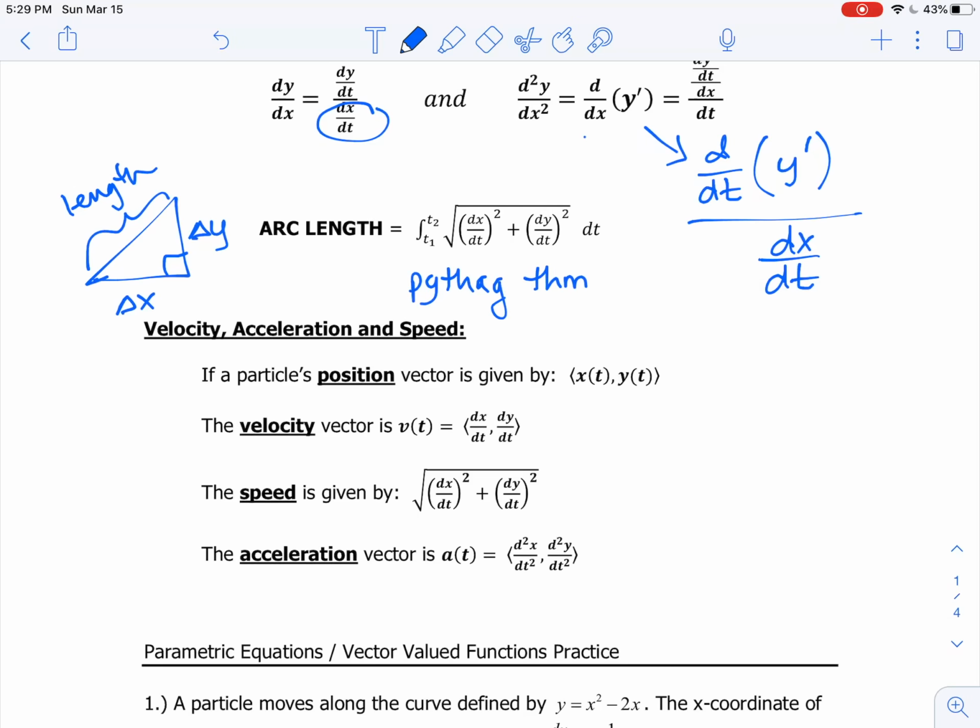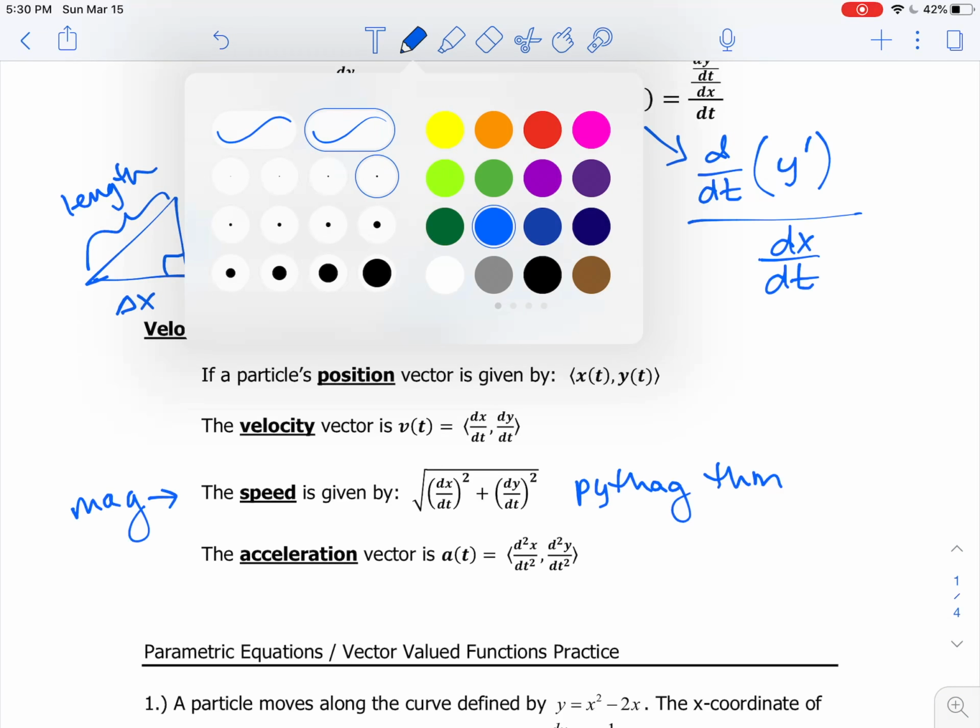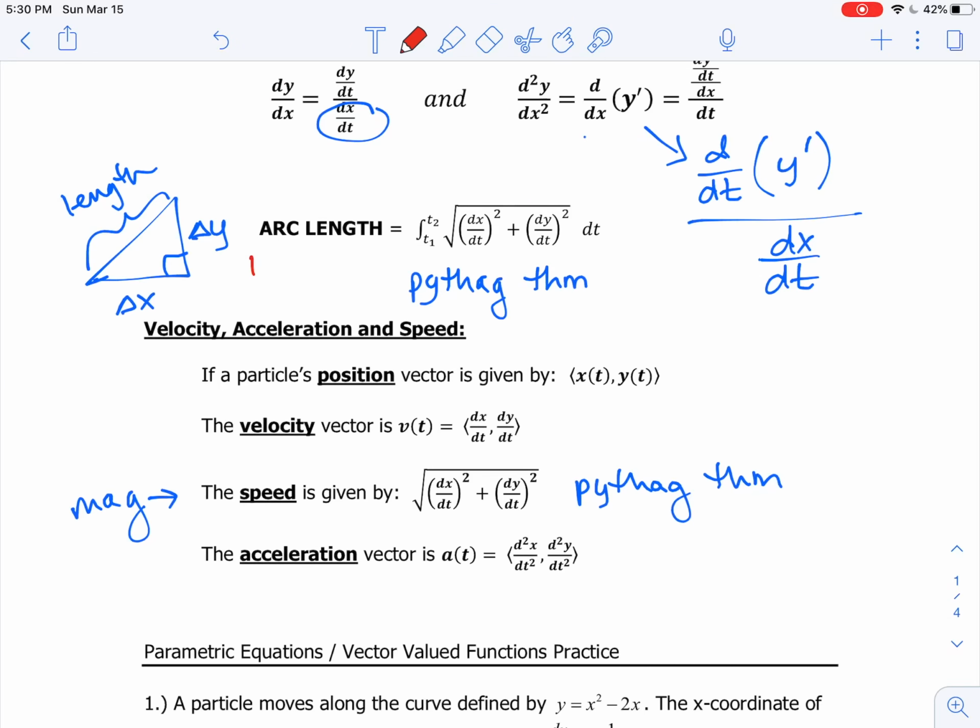All right, velocity, acceleration, and speed. Position is given by this vector, so then the velocity vector, just take the derivative of each component. Speed, though, is the magnitude of velocity. So then that is the length of the velocity vector, which is why we use, again, Pythagorean theorem. The acceleration vector is take the second derivative of each component for something like that. And then the arc length can also be thought of as the total distance traveled.